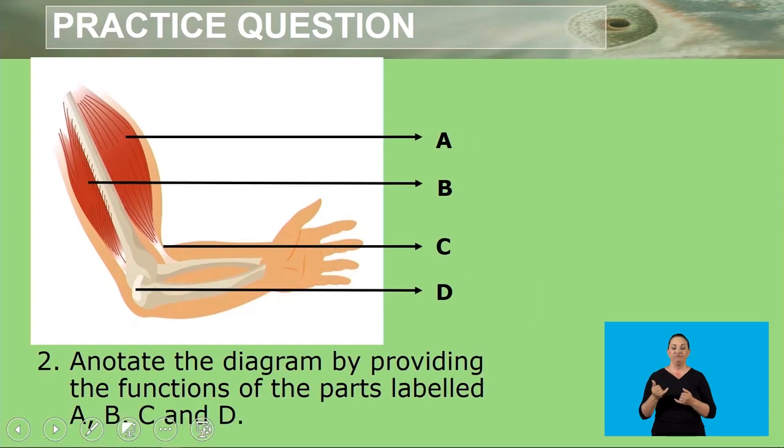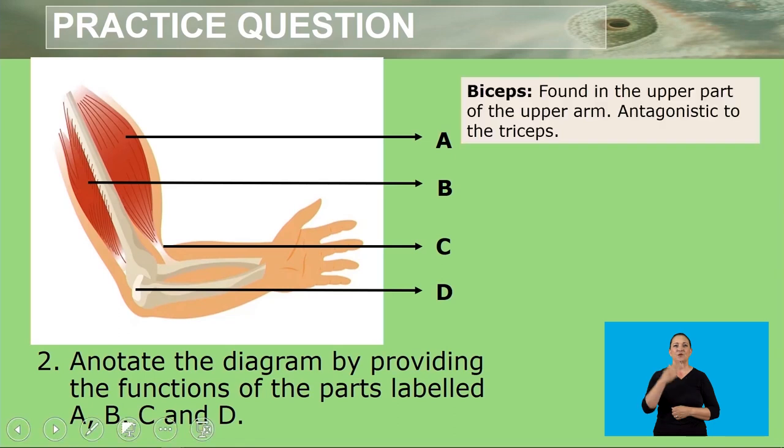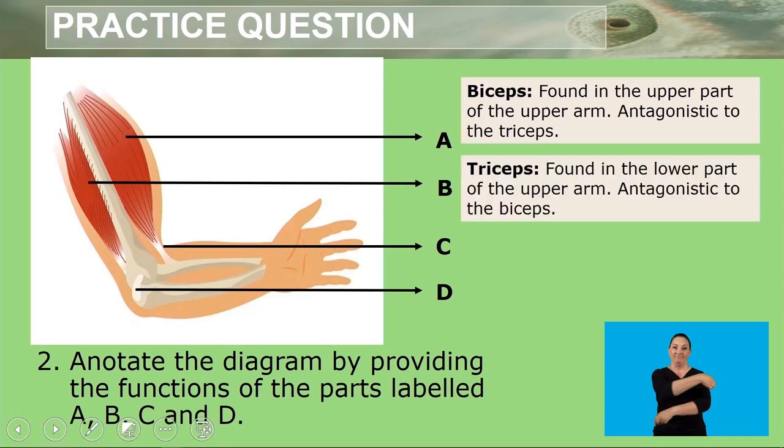Okay, next we move on to question 2. The instruction says annotate the diagram by providing the functions of the parts labeled A, B, C, and D. So part A, we know it's a muscle. Those are our biceps. They are found in the upper part of the upper arm, and these are antagonistic to the triceps. The part labeled B, those are our triceps. They are found in the lower part of the upper arm and are antagonistic to biceps.